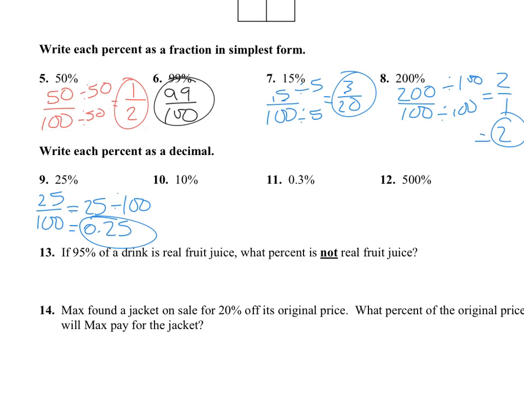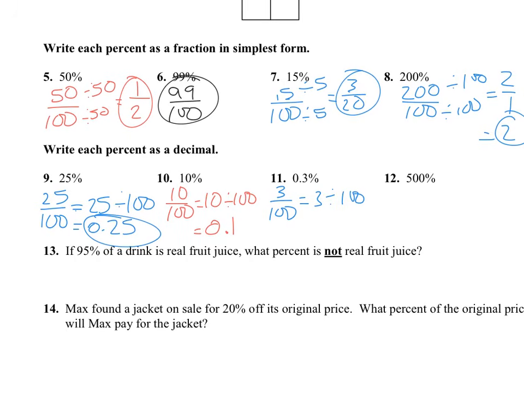For number 10, you've got 10%, so 10 out of 100. Change it to a decimal: take the numerator, divide it by the denominator, and 10 divided by 100 is 0.1, or 1/10. Number 11, you've got 3%, so that's going to be 3 over 100. Change it to a decimal. I go 3 divided by 100, and I get 0.03.